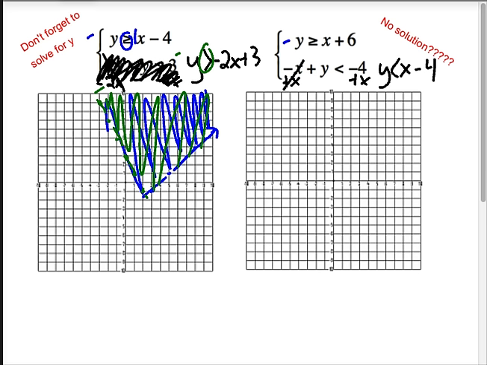Now let's graph them. x plus 6. So I start at the 6, the y-intercept, and slope of 1. It's going to be a solid line. And I'm shading above it. y is greater than that x plus 6.